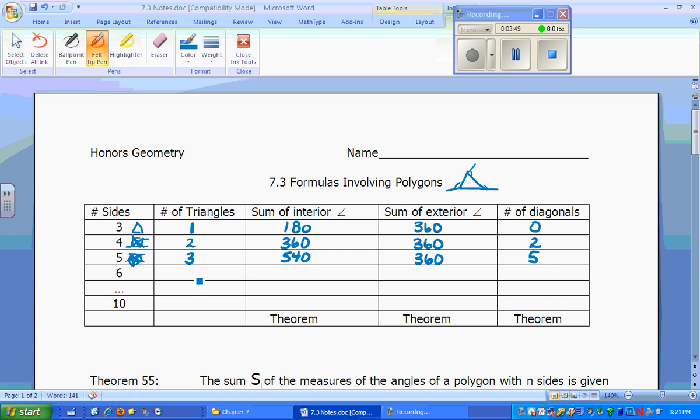Okay, a 6-sided figure as we continue. Number of triangles. Do you notice a pattern yet? Let's go with 4. What's the sum of the interior angles? If you haven't seen the pattern, 720. That's what it is. The sum of the exterior angles is 360. Number of diagonals. Take a guess. 9 will be your answer.